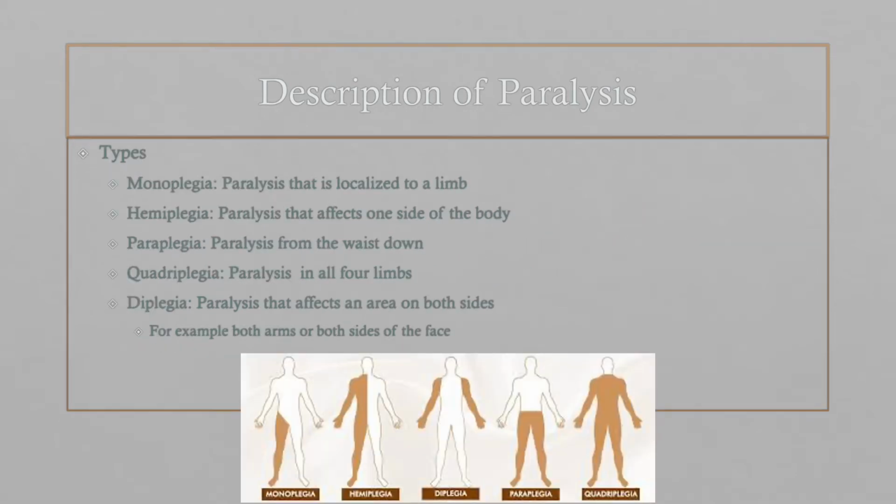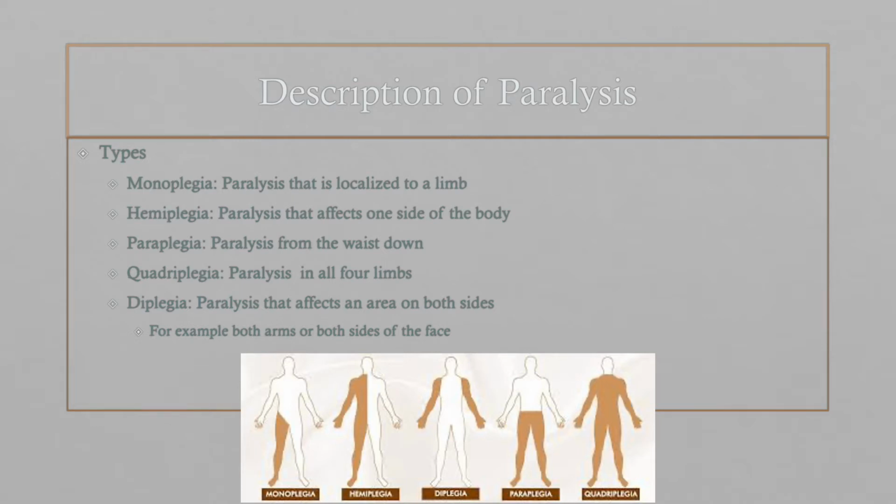There are many types of paralysis. Monoplegia is paralysis that is localized to a single limb. Hemiplegia is paralysis that affects one side of the body, either the right side or the left side. Paraplegia is paralysis from the waist down. Quadriplegia is paralysis in all four limbs or from the neck down.